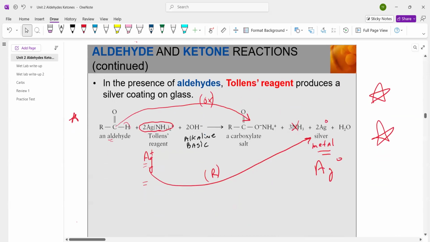Now, this is the reaction. I've simplified this. Instead of saying silver amine, I've just said silver ion, because the ion is what reacts, and the NH2 is just a spectator ion. It needs to be an alkaline base.